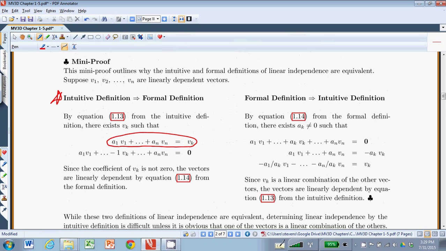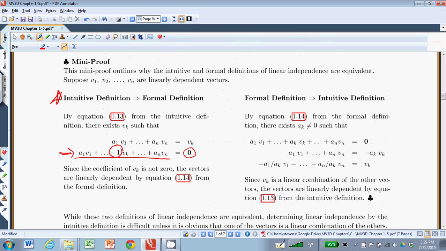It means that one of them can be expressed as a linear combination of the others. Well, if I just subtract vk from both sides, then I get the 0 vector over here, and I get a non-zero linear combination. The reason I know they're not all 0 is because the coefficient of vk is not 0, it's -1. And that gives me the formal definition.